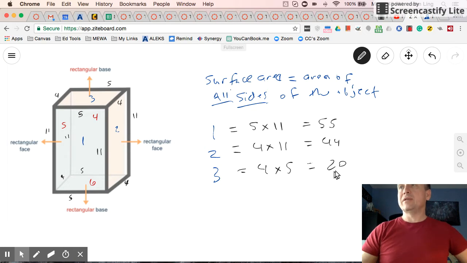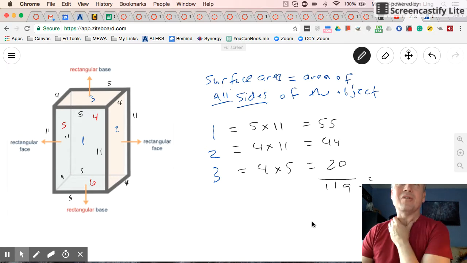Now, we can add all these up, and we get 119 units squared. I'm just going to say units squared. We haven't said what these units are.